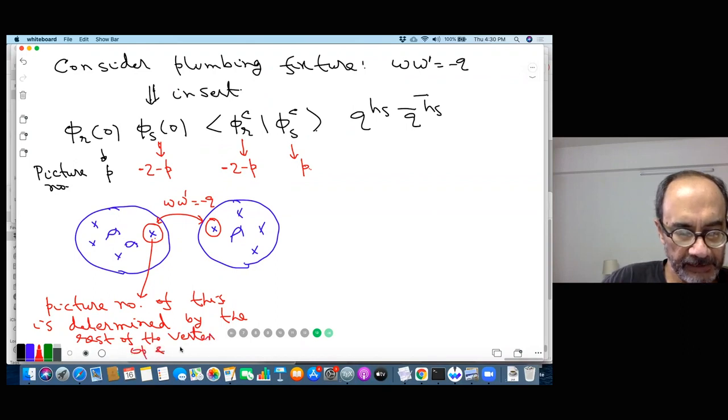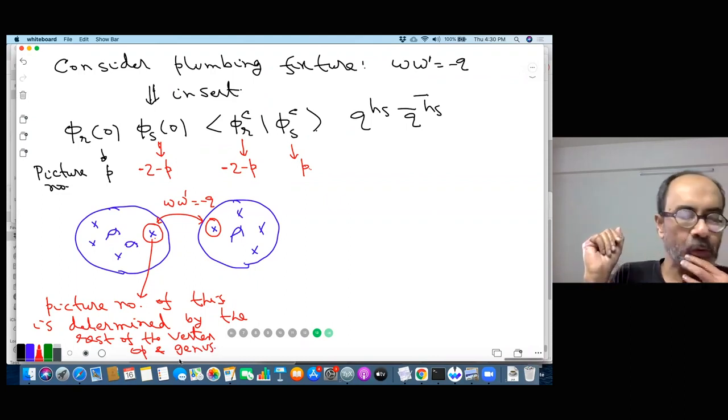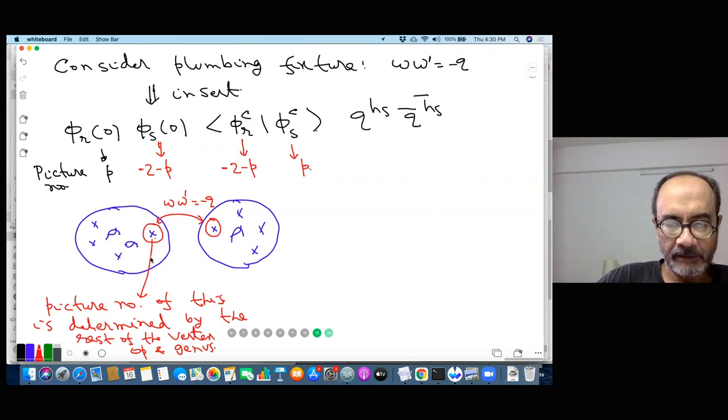And the genus. Because on a genus g surface, the total picture number has to be 2g minus 2. So once you have put the picture numbers of this, you just add up everything and you find whatever the picture number of this should be. So it's fixed. On both sides it's fixed, and it better be that they are related by this, otherwise the result will be zero.